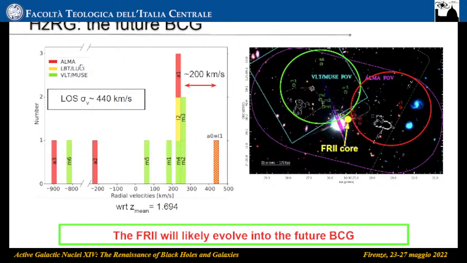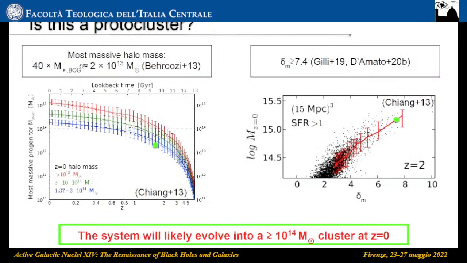And if we exploit this relation from Berusi et al. between the stellar mass of the future BCG and the most massive halo assembling around it, we can derive a most massive halo of about 2 × 10^13 solar masses.